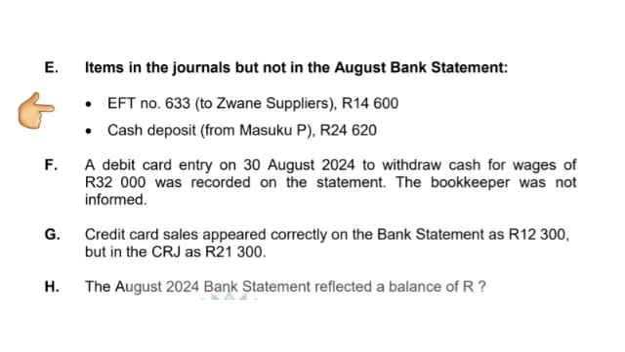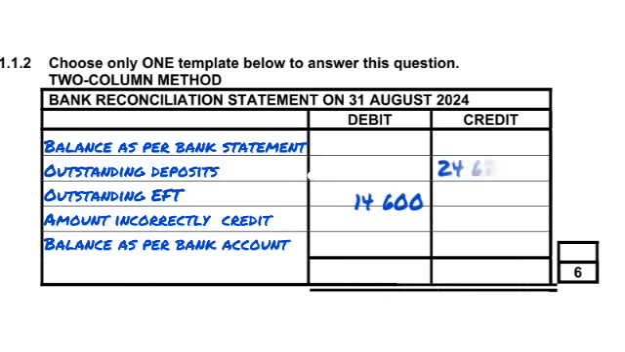We have an EFT 633 of 14,600 and a cash deposit of 24,620. We said cash deposits are credited, EFTs are debited. So we are going to go to our answer sheet and make sure we credit deposit and debit EFT. So you see our outstanding deposit of 24,620 is on the credit side, and our 14,600, which is the EFT, is on the debit side. Note it somewhere if you didn't already know this.